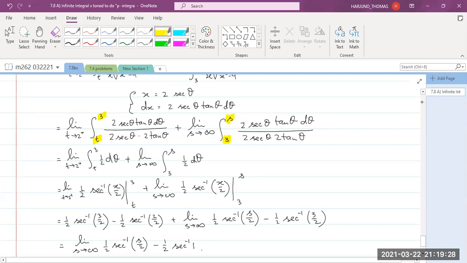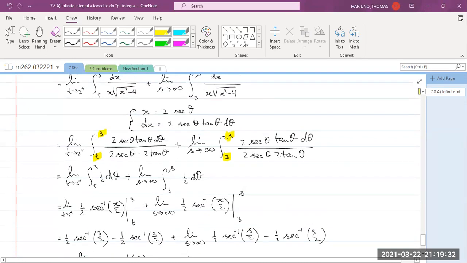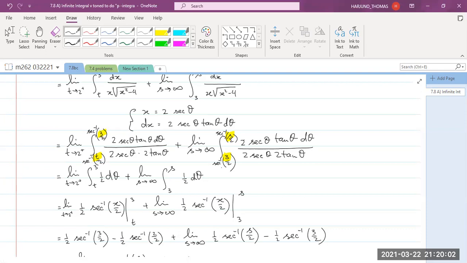Because I did substitution, right? So the t cannot be t anymore. It should be secant inverse, like this one here. It's supposed to be secant inverse of t over 2. This is secant inverse of 3 over 2. That's what it's supposed to look like. Secant inverse of s over 2 is secant inverse of 3 over 2. Likewise for this, let me just cross it out so that you know you need to fix it. Let me correct that from here.